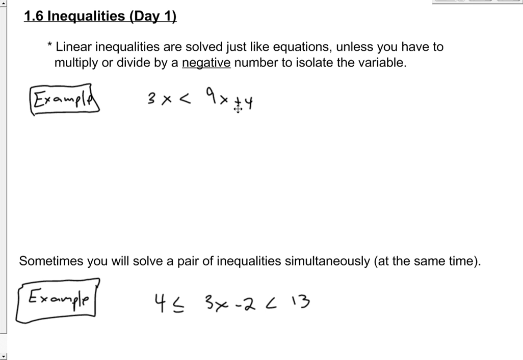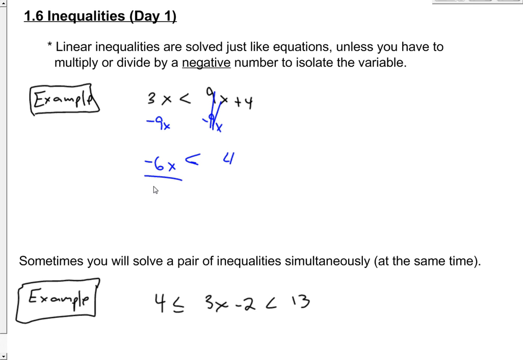Here's day 1 of chapter 1.6, inequalities. Linear inequalities are solved just like equations unless you have to multiply or divide by a negative number to isolate the variable. So with this example, 3x is less than 9x plus 4. We want to solve this just like we would a regular equation. So we've got to move this 9x and subtract that from both sides, and that would cancel out. And we would have negative 6x is less than 4.